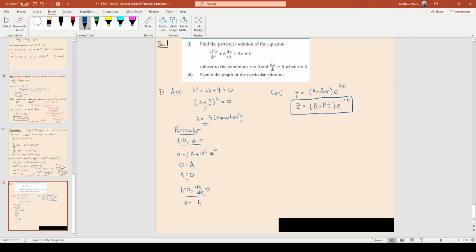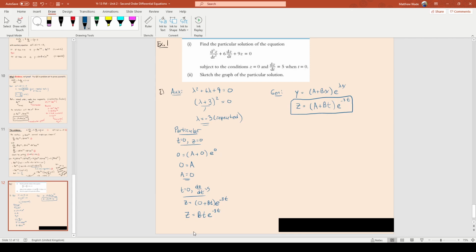z is then going to equal 0 plus bt e to the minus 3t. Did you get what I was doing there? I didn't want to do all the differentiation if I didn't have to. I found a shortcut, so I changed my mind and went for it. So z equals just bt e to the minus 3t, because the a one is gone because it's 0.